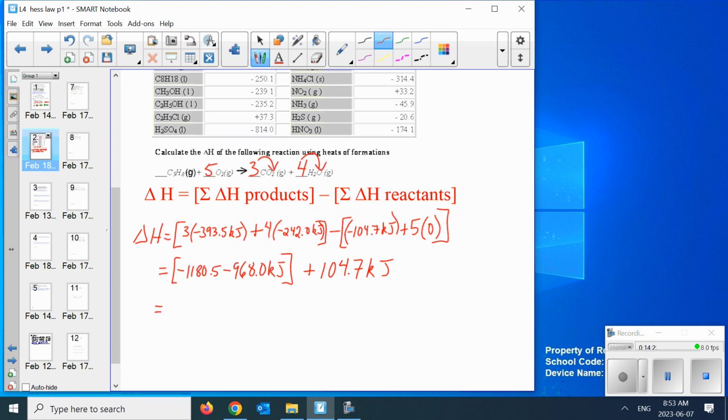If you wish to put that whole line into your calculator, now I'm going to just do the original. Okay? Negative 1180.5 subtract 968 plus 104.7. That means that the balanced reaction, propane burning, for 1 mole of propane will give off potentially 2,043.8 kilojoules of energy by burning.